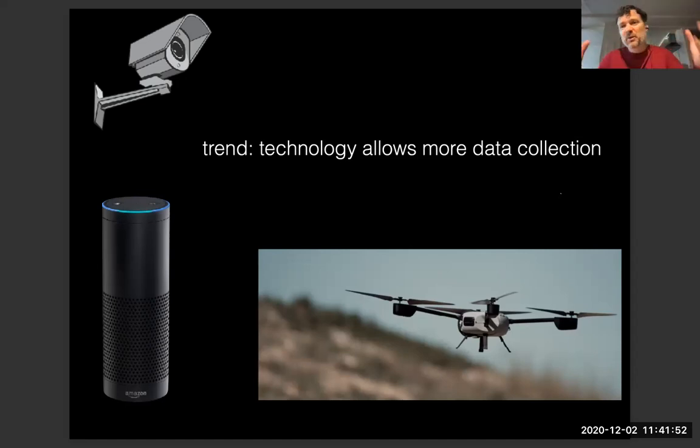There'll be microphones all around you. This is just part of the way things are. So these are technology trends.